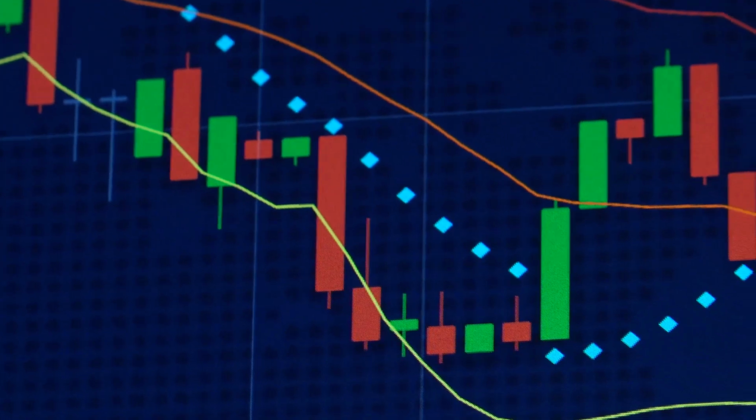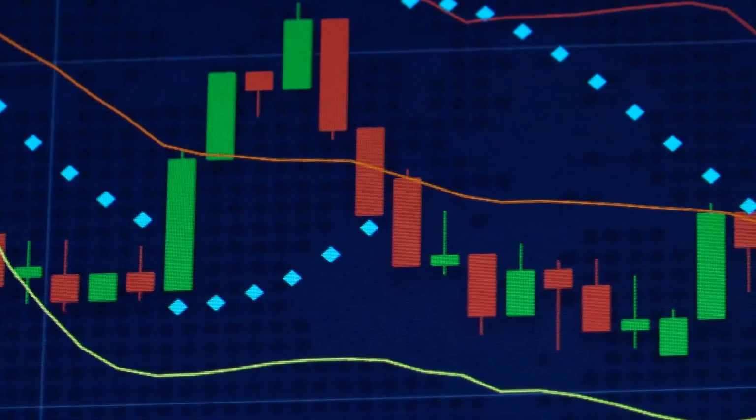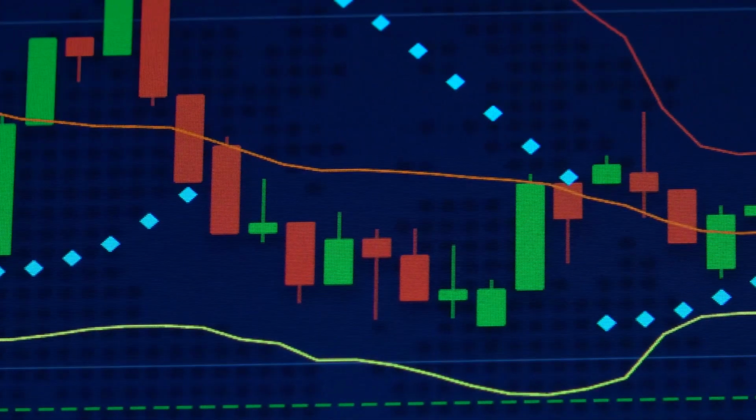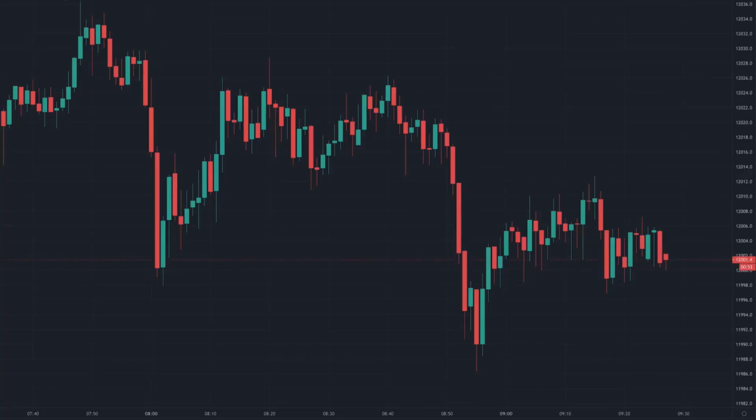Let's take a moment to quickly compare the different types of charts available to us in the world of Forex trading. Understanding the nuances of each chart type is crucial for making informed decisions. The three primary chart types: line charts, bar charts, and candlestick charts. Each offers a unique perspective on price movements.